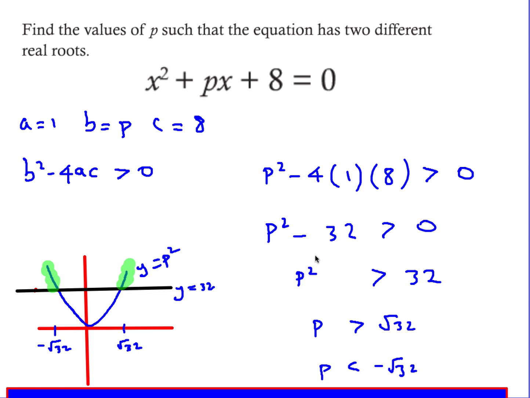Again, draw my graph. I want p squared and 32, those are my lines. Square root 32, I'm going to get root 32 or negative root 32. And I want p squared greater than 32. So there's my line for 32. When is it greater? It's either this part or this part of the line. Therefore, when p is greater than root 32, or when p is less than negative root 32.